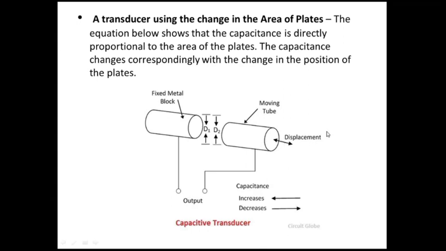Now, how is the mechanical signal converted into electrical? See this arrow mark. Increase means that when the moving tube moves inside the fixed metal block, the output voltage will be maximum. Moving the tube outwards is considered a decrease, which means the output voltage decreases. So the area of the plate changes the capacitance.